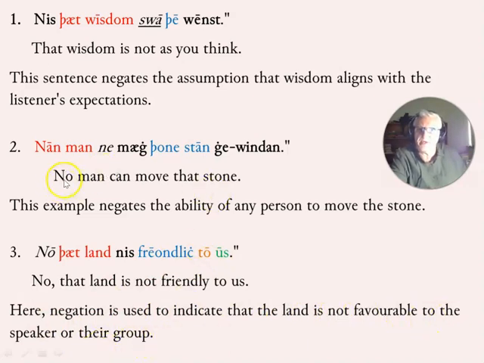And I forgot to point up here, no man can move that stone. Nan man near my thonasastan yawindan. No man can move that stone. This example negates the ability of any person to move the stone.